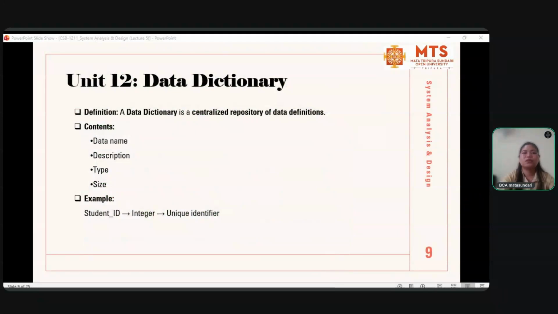Now, let us know about the data dictionary. What is a data dictionary? A data dictionary is a centralized repository of data definitions. Contents: data name, description, type, size. It will be a data repository, meaning overall. Like if we take an example, here you see student ID, integer, and unique identifier. So student ID is taken as an integer and it will be taken as a unique identifier.